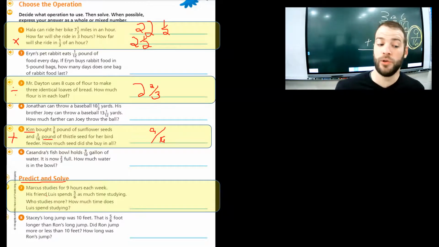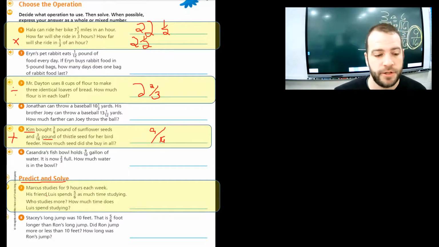His friend Lewis spends 5/6 as much time as him studying. Who studies for more? How much does Lewis spend studying? Well, first, what operation is going to help us with this? If you said division, you're wrong. It's multiplication. You're going to figure out what 5/6 of 9 is.